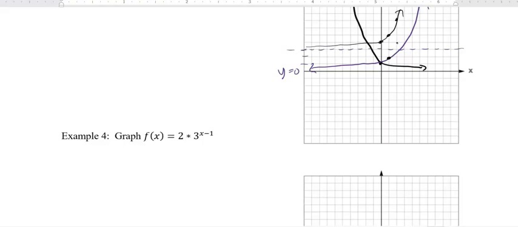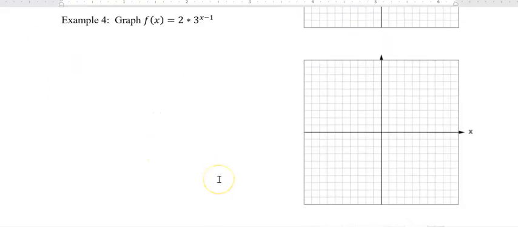Okay, how about this one? Review of your transformations. This takes this graph, and this is a shift to the left, so it moves it left 1. Sorry, right 1. It's backwards. So this takes 3 to the x and moves it right 1. And what's the 2 do? That's a vertical stretch.